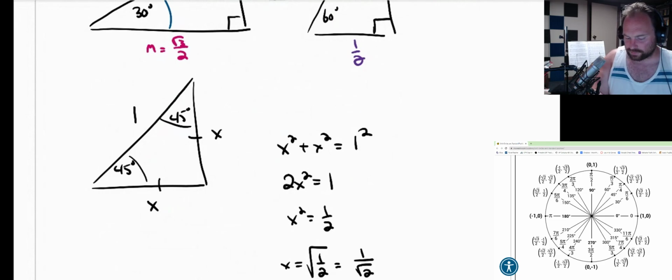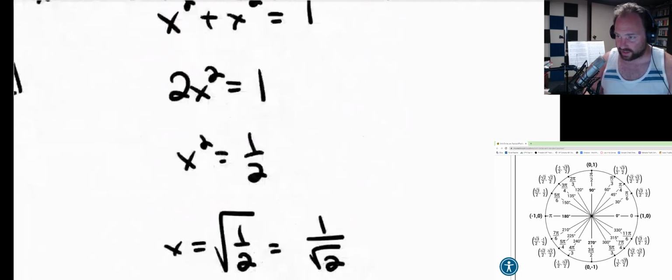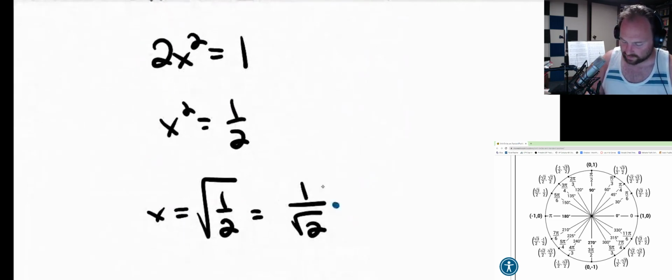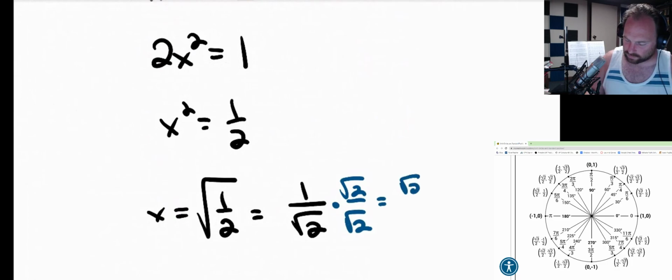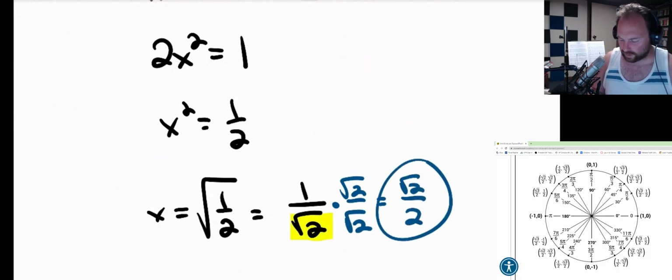And then we do this little fun process where we rationalize that denominator. We multiply by the square root of 2 over 2, like this, square root of 2 over square root of 2. And the answer becomes the square root of 2 over 2, since on the bottom there, the square root of 2 times the square root of 2 is just 2.